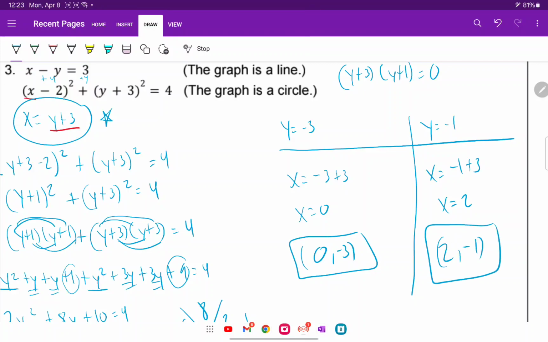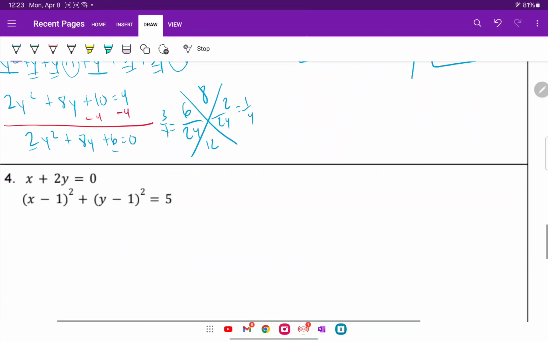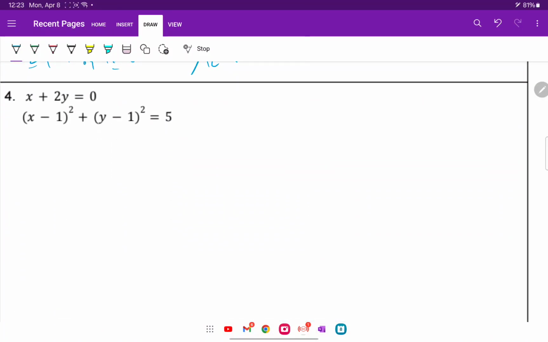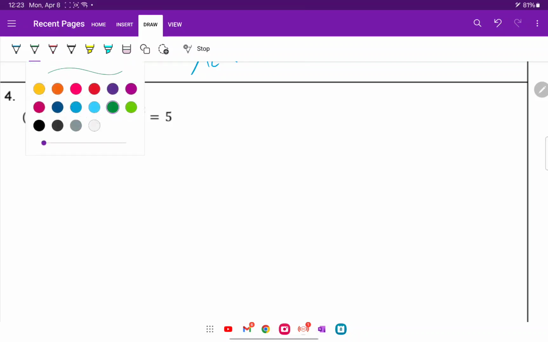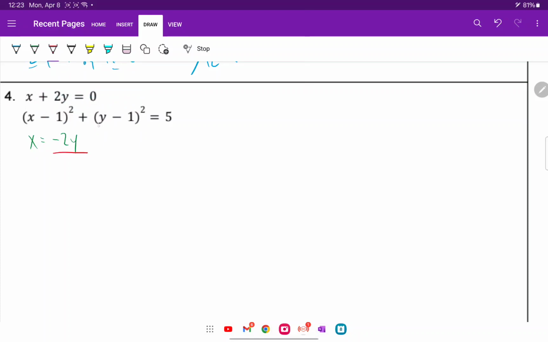All right. And now we move on to the last problem. All right, again, it's a line and a circle. So we'll just solve that first one for x. So we just subtract the 2y over, and we're done. All right, since this says x equals, we are going to plug in for x into this equation. So we get (negative 2y minus 1) squared plus (y minus 1) squared is equal to 5. We're going to write each one twice now.